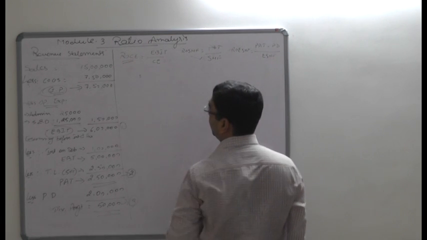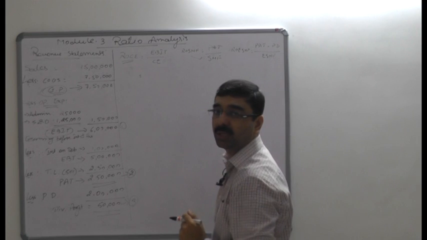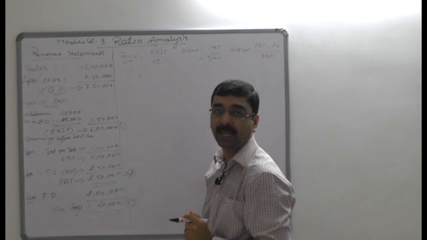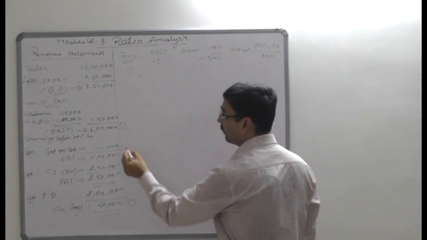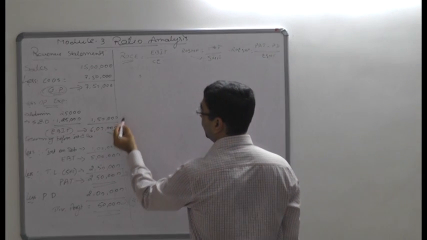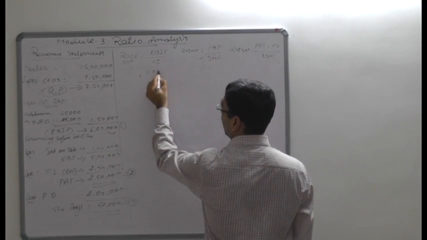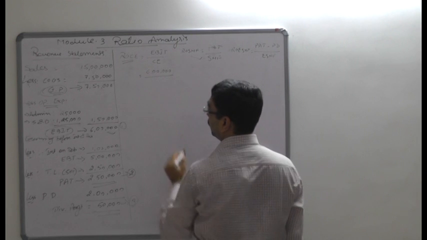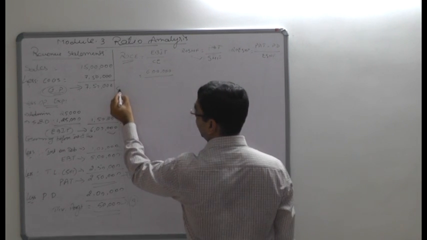In case of return on capital employed, the comparison is made between EBIT and capital employed. Earnings before interest and tax, we find out from the revenue statement, and that is 6 lakh rupees. Now this 6 lakhs would be compared with the capital employed.